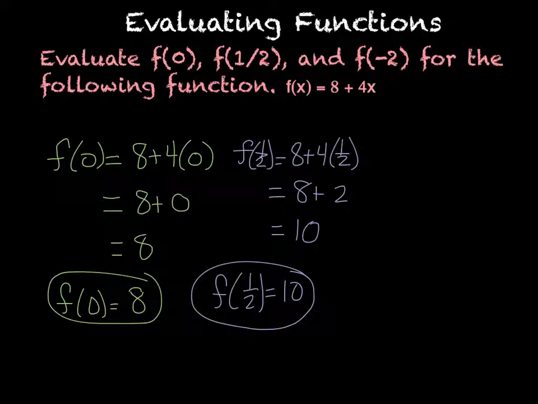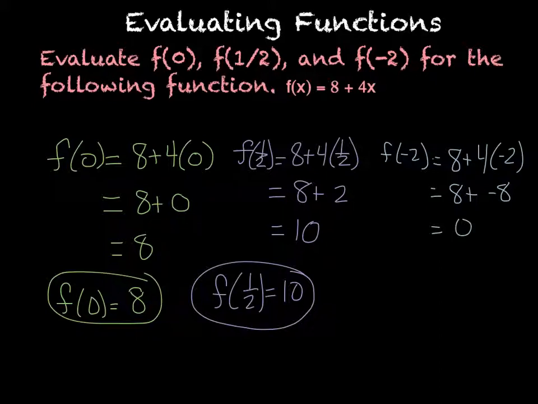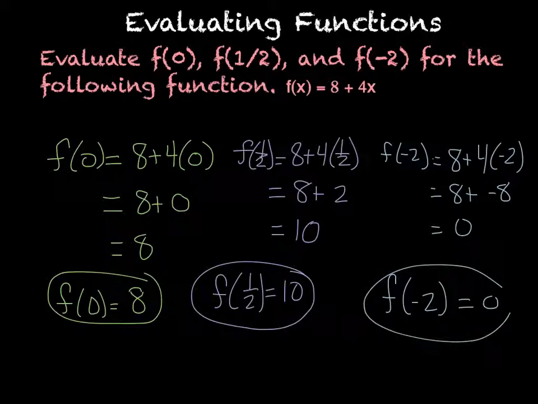And the last one, we have f of -2. So I'm going to put in -2. So that would be 8 plus 4 times -2. 8 plus 4 times -2 is actually -8. And 8 minus 8 is 0. So what that means is my final answer is f of -2 equals 0. Final answer.